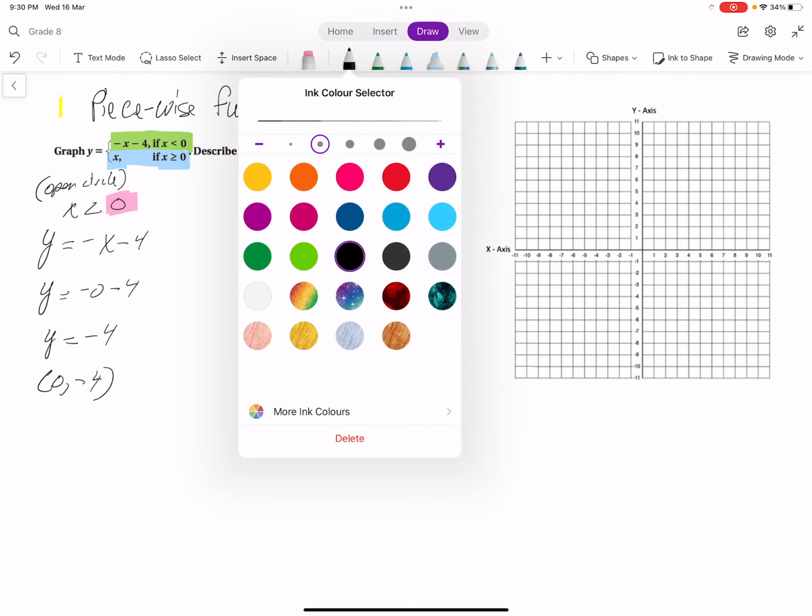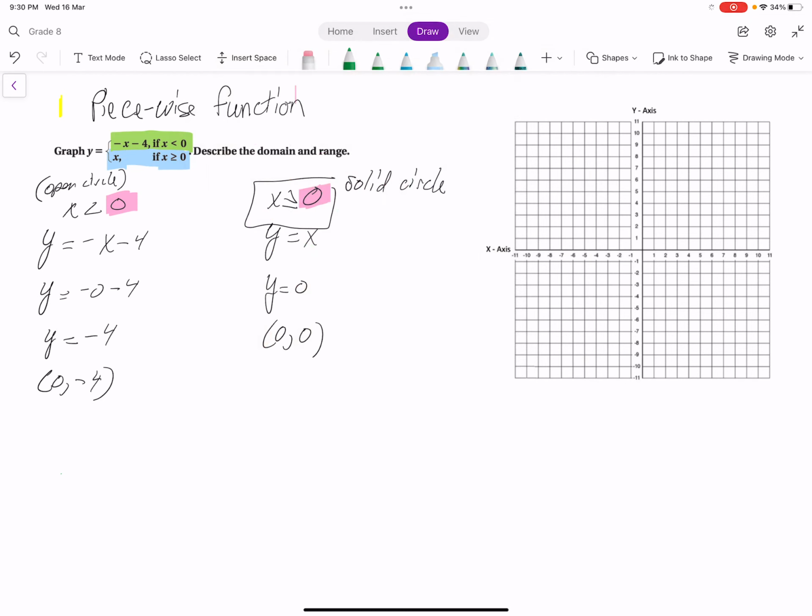So when I go to graph this, I'm going to plot the point 0, negative 4. However, it needs to be an open circle because it's saying that we will use all the way up as close as we can to that point, but not that point. And then from there, I can graph this one of two ways. I can just graph it as negative x minus 4, identify my slope as negative 1, and then I can go ahead and plot the next few points.